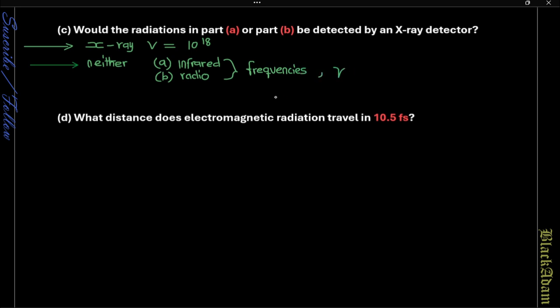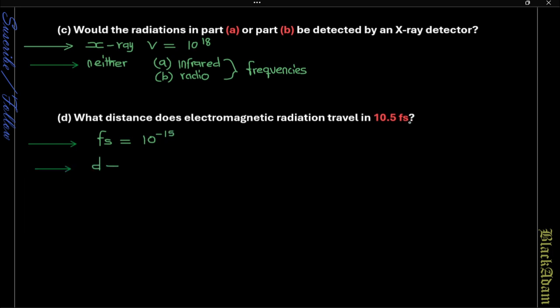And then we also know that that's fine. I wanted to talk about gamma. So the distance that electromagnetic radiation travels in 10.5 femtoseconds. So a femtosecond is 10 to the power negative 15 seconds. F for femto, so fs is femtosecond.